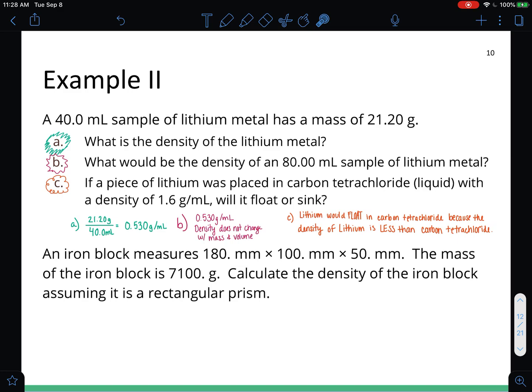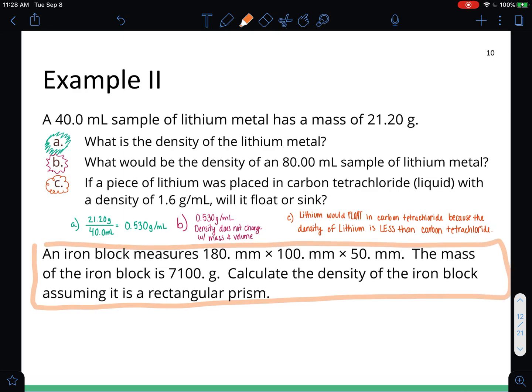All right, now I want you guys to work on this second question. Go right ahead.